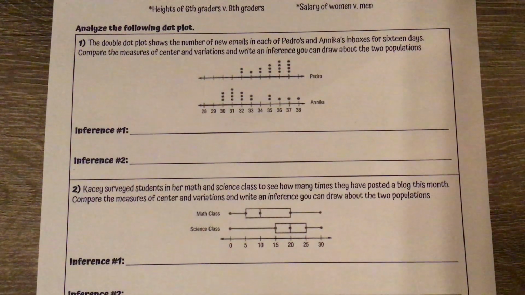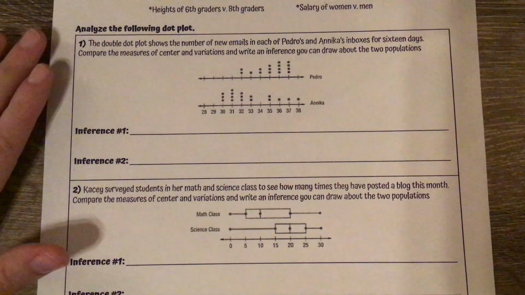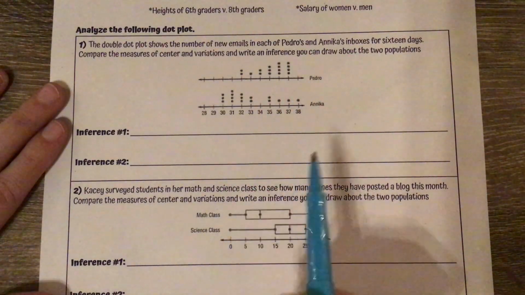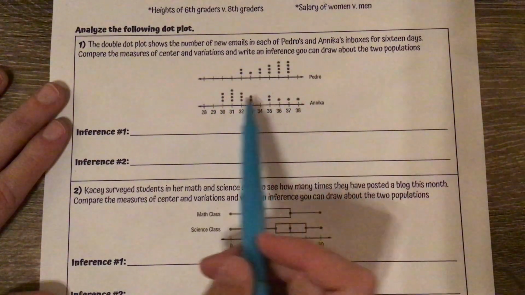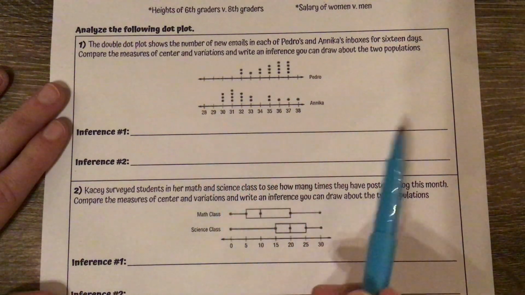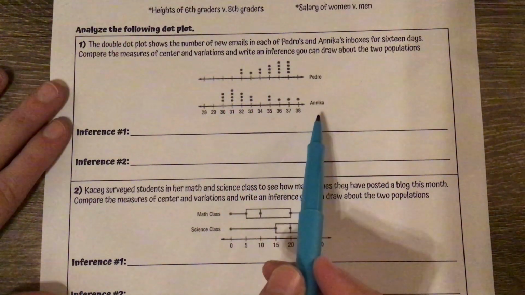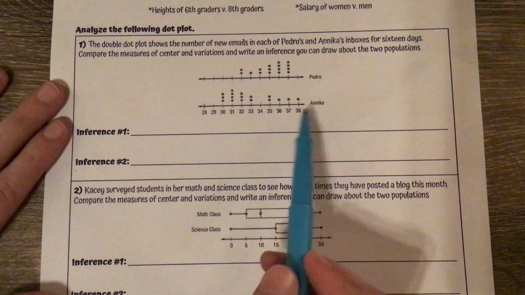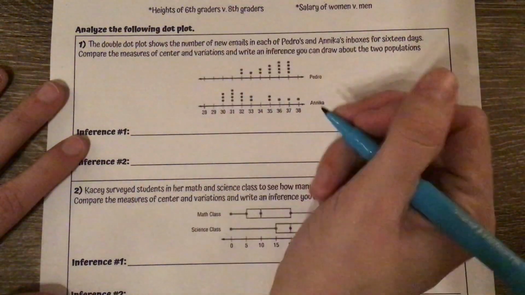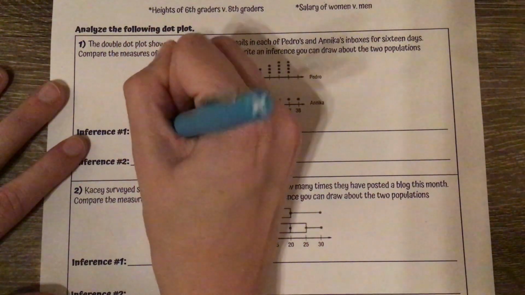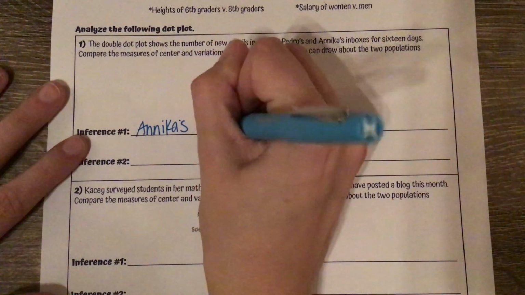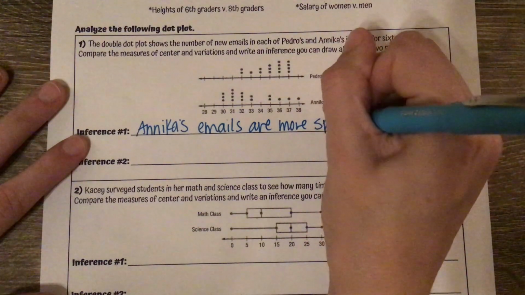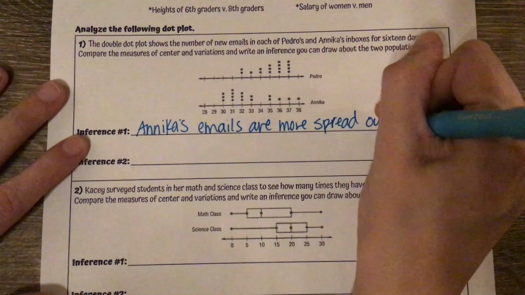When we are looking at this, we can compare anything. We can look at the overall shape of the data. We can look at specific data points, up to you. Let's say I'm going to look at the overall shape. Looking at Annika versus Pedro, Annika's is a little bit more spread out. So maybe Annika's emails are more spread out than Pedro's.